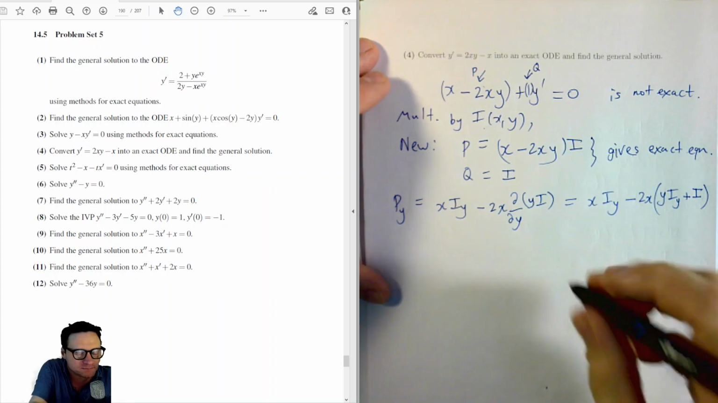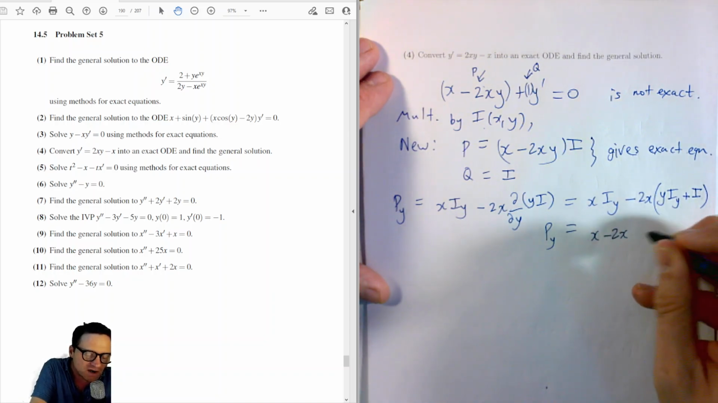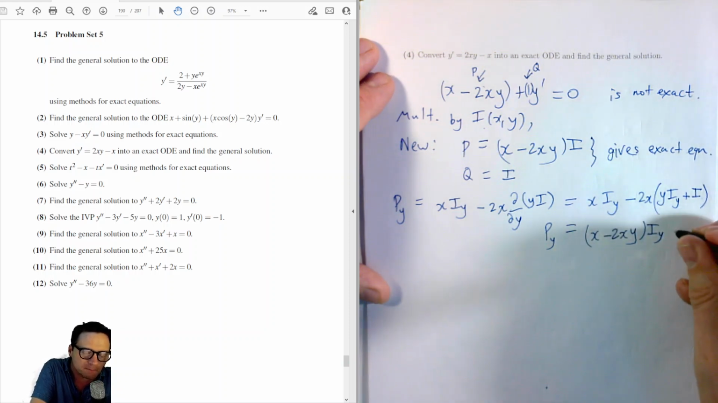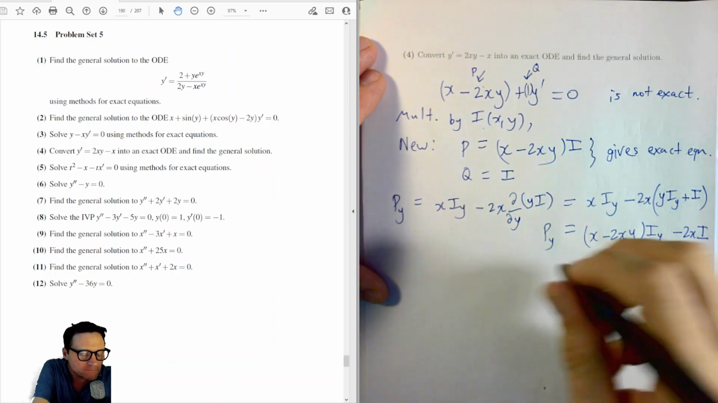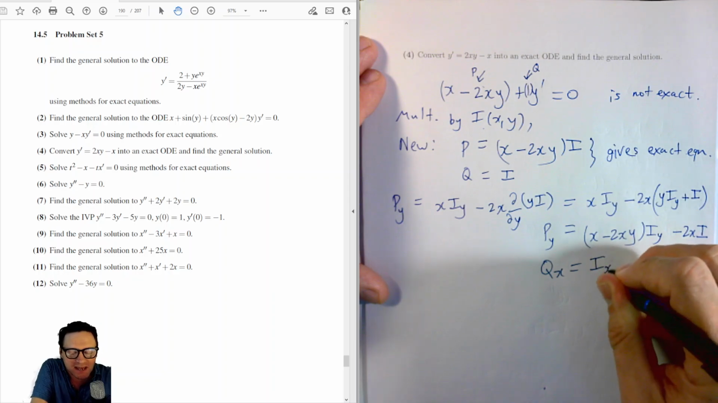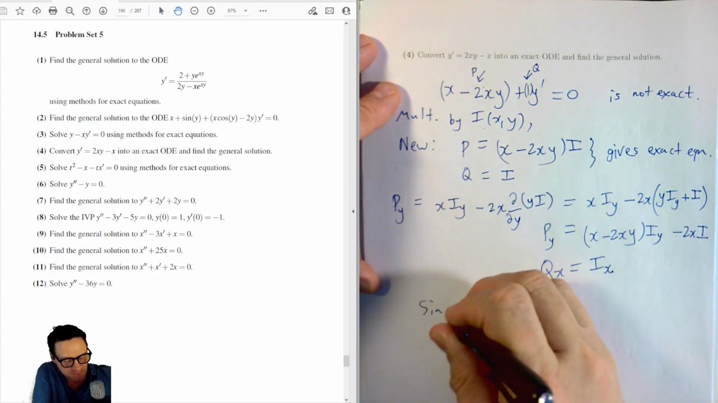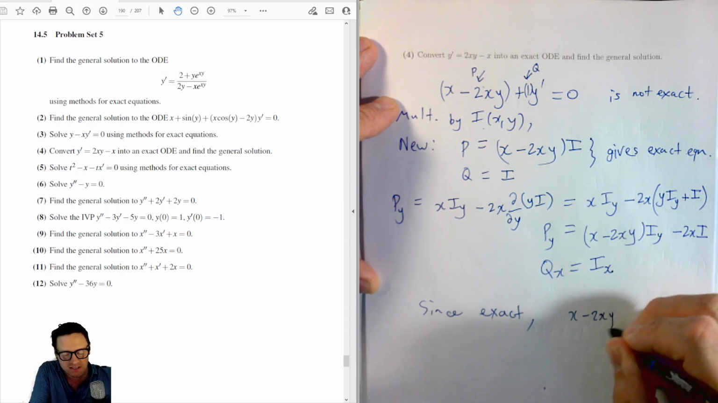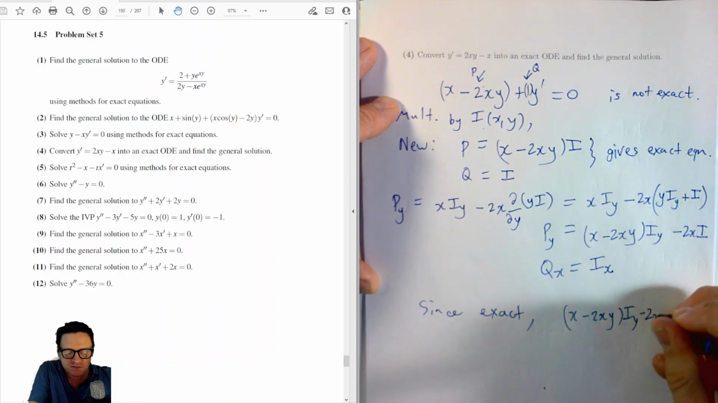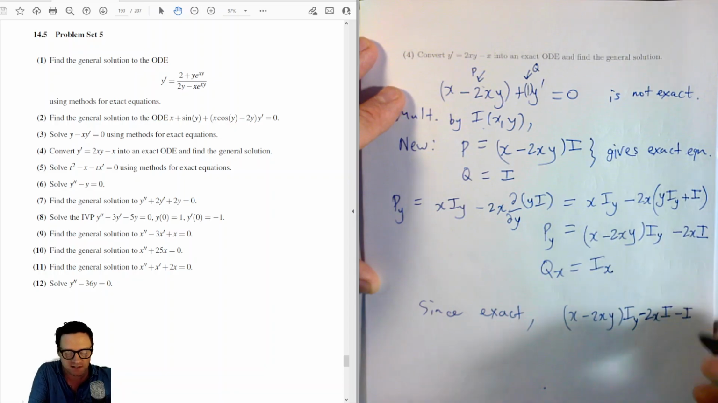Okay, so let's tidy this up. So P subscript y is x minus 2xy I subscript y, and then minus 2x times I. All right, now Q subscript x is equal to I subscript x, and we have insisted that these two equations match. So since the equation is now supposed to be exact, we have then that x minus 2xy all times I subscript y minus 2x times I minus I subscript x, because I'm taking this over to the other side of the equation, equals 0.